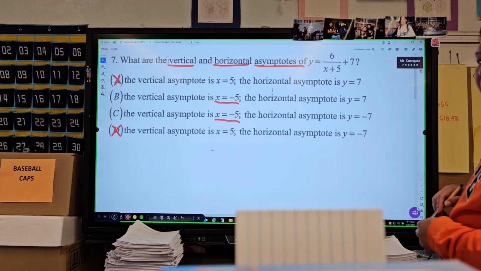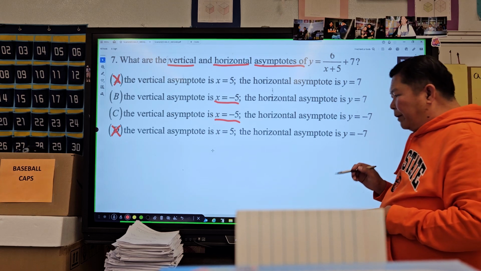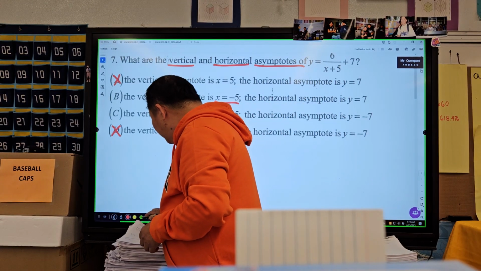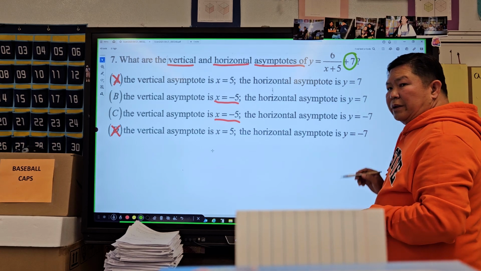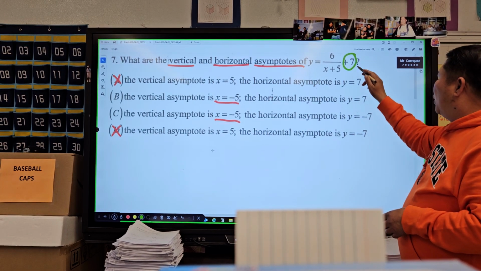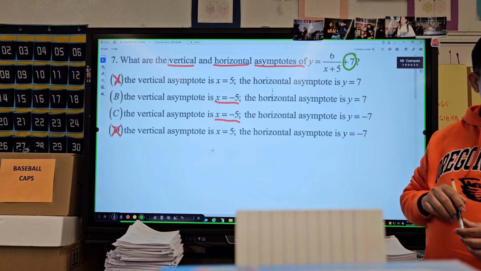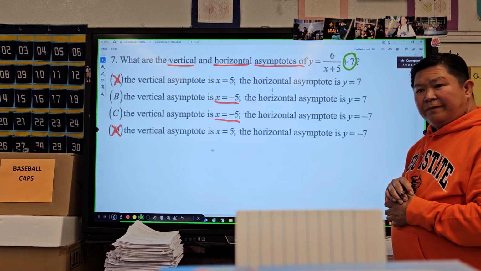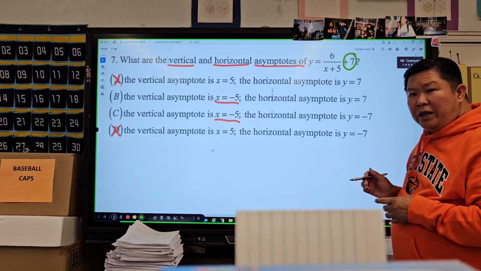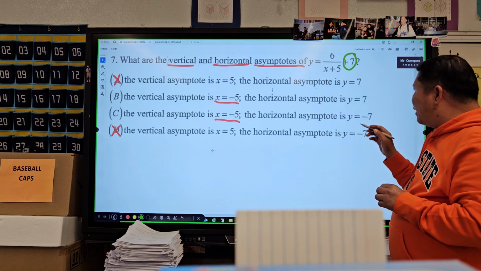Can you look at this as the horizontal asymptote? I'm gonna choose another color. Okay, this is the horizontal asymptote. What is that 7? Positive or negative? Positive. So what must be our best answer in this case? That y should be positive 7.